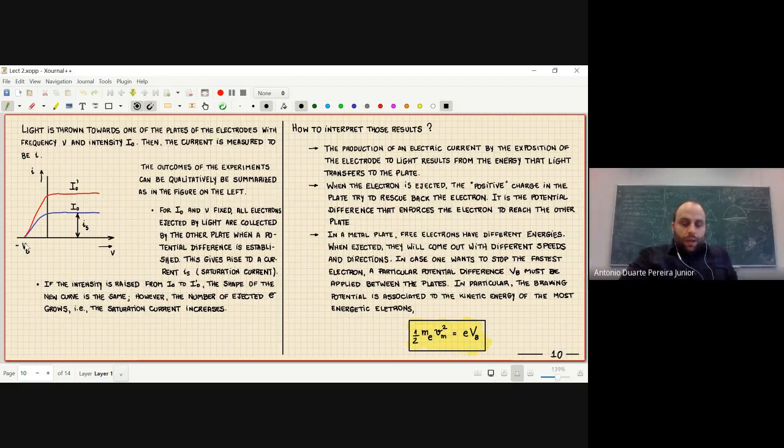But let's try to interpret the results. So the production of an electric current is totally fine with classical physics. We are just giving energy and removing electrons from one plate to the other. This will produce a current. When the electron is removed, then of course, if you're removing an electron from a metal, the metal now has a positive charge. And this positive charge will try to pull back the electron. And then you help the electron to cross the way to the other plate by giving some potential difference. This is what we observed.